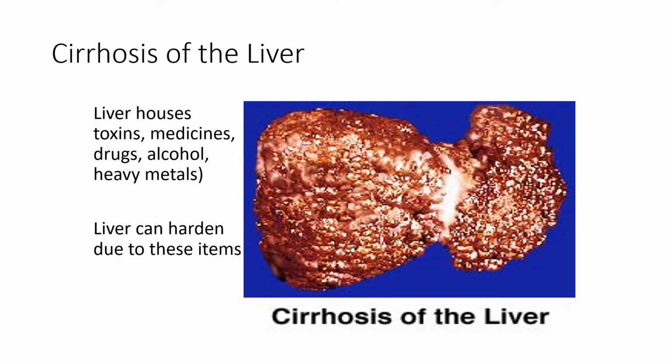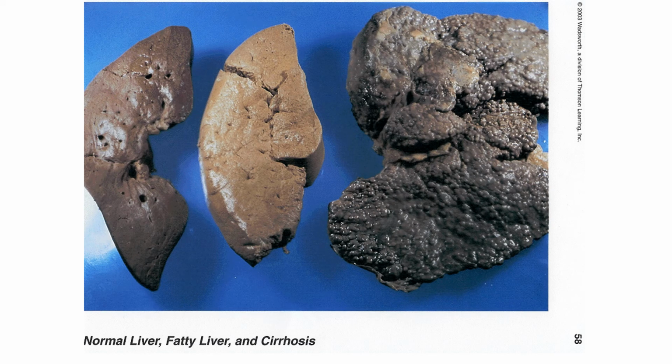All right, so cirrhosis of the liver is often associated with things like alcohol, but medication, heavy metals, toxins, other drugs can also cause hardening of the liver. You can see in this image the cirrhosis liver on the far right compared to a normal liver and a fatty liver on the left. So when the liver hepatocytes harden, they are unable to filter like a healthy liver would.